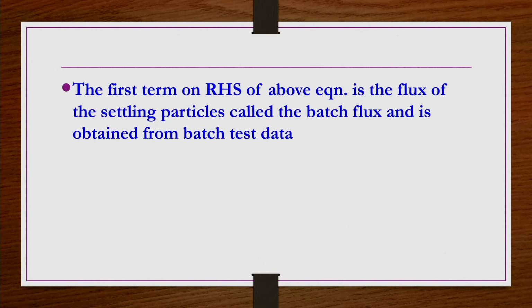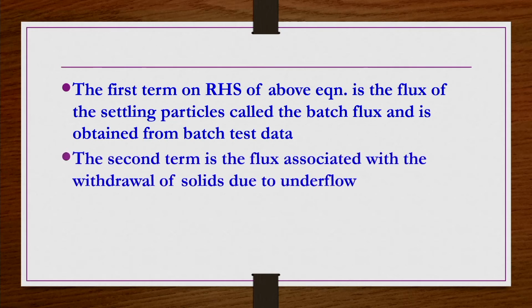So, the first term of the RHS of the above equation is the flux of the settling particles called the batch flux, that is Cv is nothing but the batch flux, and is obtained from the batch test data. The second term is the flux associated with the withdrawal of the solids through the bottom due to underflow, that is known as the underflow flux.